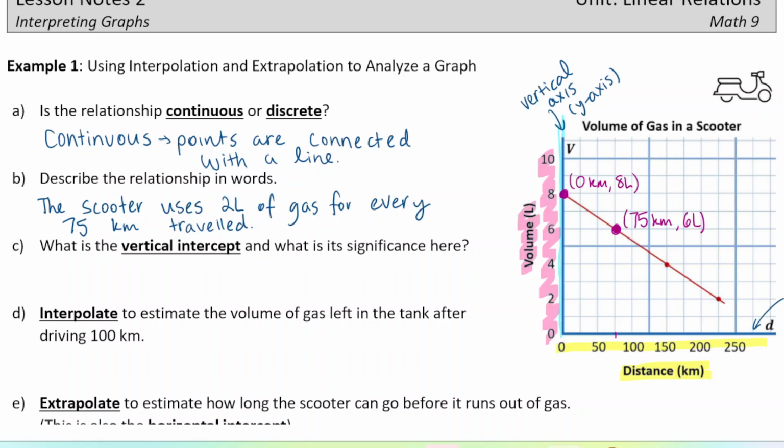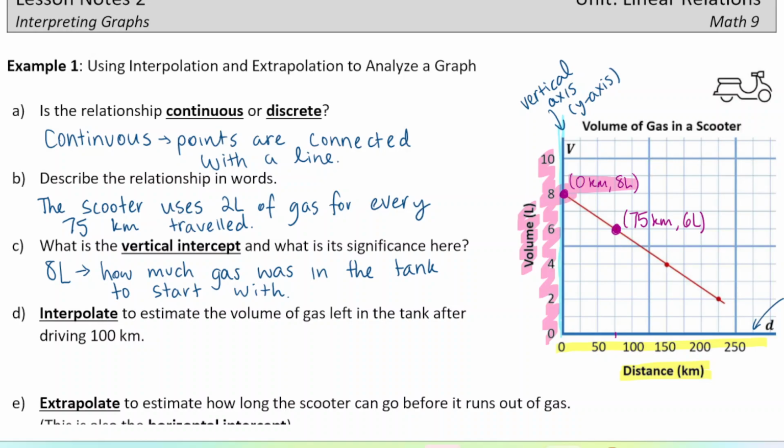Okay, so what they are asking for intercept is where does the graph intercept that vertical axis? And we've actually already labeled this. It's right here at 0 kilometers and 8 liters. So the vertical intercept would be at 8 liters of gas, and it asks what's the significance here. So that would be how much gas was in the tank to start with. Maybe it's the size of the gas tank, if the gas tank was full at the beginning.